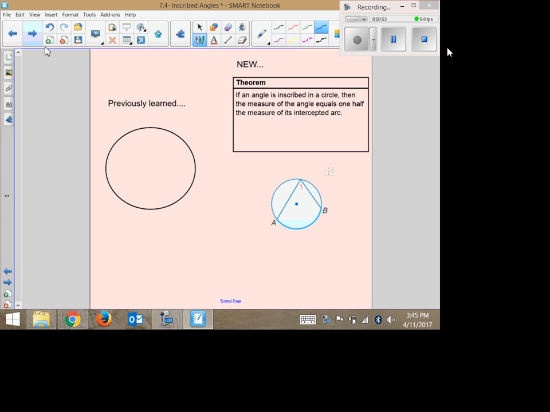Previously we learned about the central angle, and that came out of the center with two radii. So we said that if this angle here was x degrees, then the arc was also x degrees. Now we have a new theorem. If an angle is inscribed in a circle, then the measure of the angle equals 1/2 of the measure of the intercepted arc. So if this is x degrees, then this is 2x degrees. Or vice versa, if we have y here, then we have 1/2 y here, or y divided by 2.